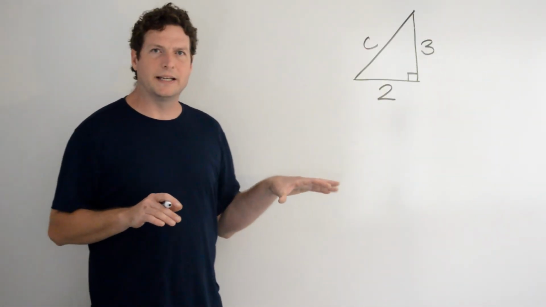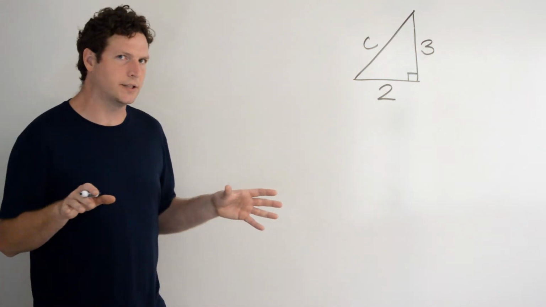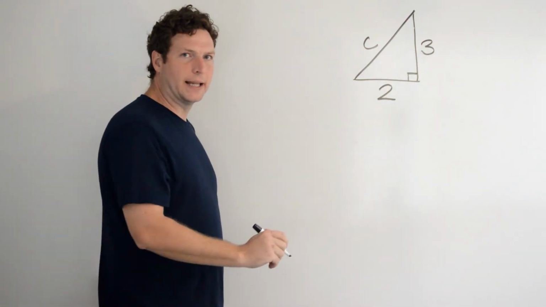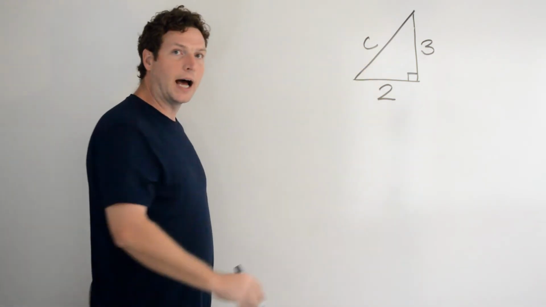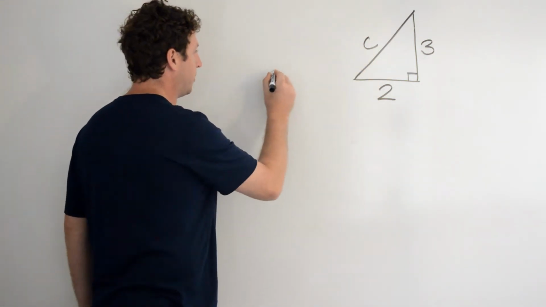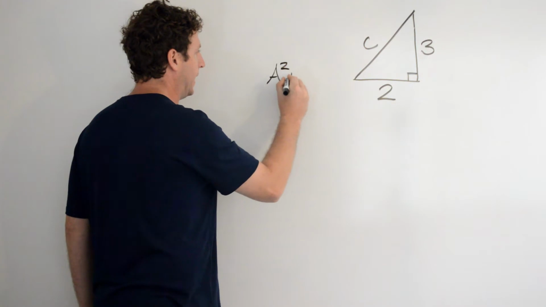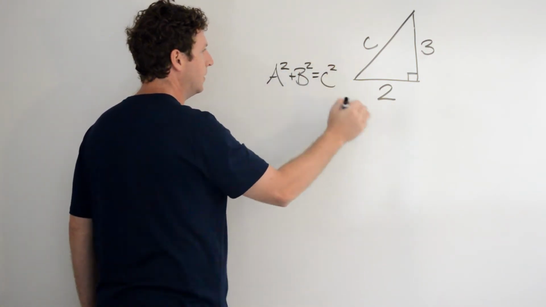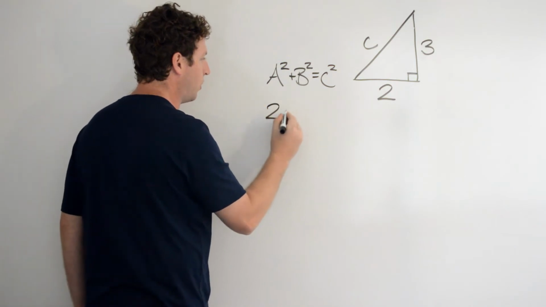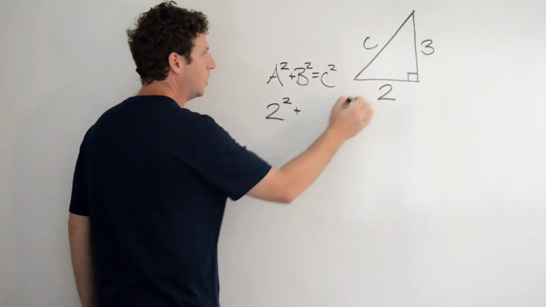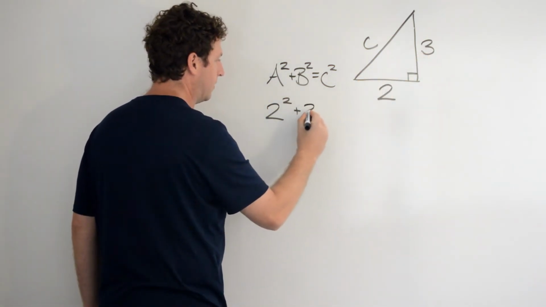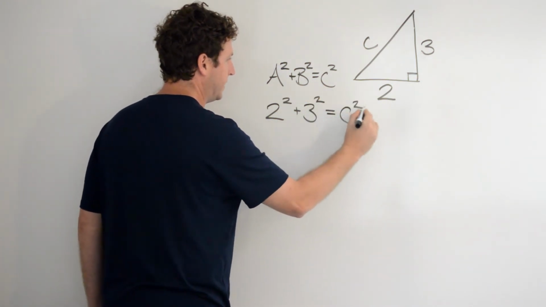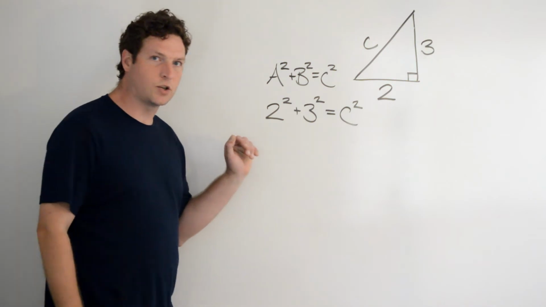Okay, let's try another example. It's going to be a little bit different, and you'll see when we get to the answer why it's different. Here we go. It looks like I have both of my legs, and I'm missing the hypotenuse. So I'm going to plug into my formula of A squared plus B squared equals C squared. And I'm going to say 2 squared plus 3 squared equals C squared. Let's go ahead and square these terms.